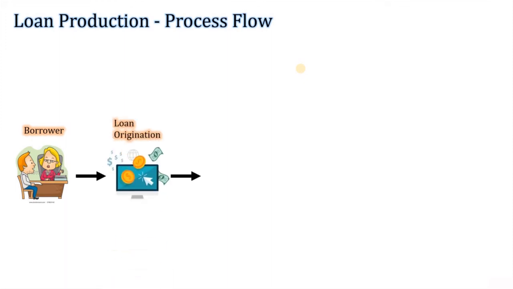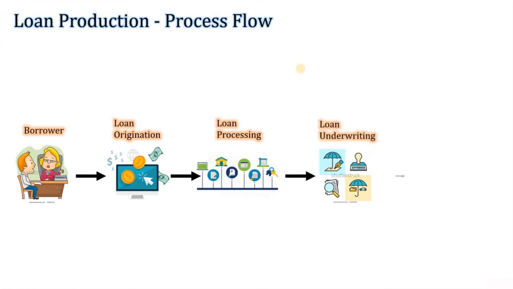What is the process flow? The various stages involved in loan production are as shown in this diagram. As you can see, there are four distinct phases of the loan production process. The first one is loan origination.